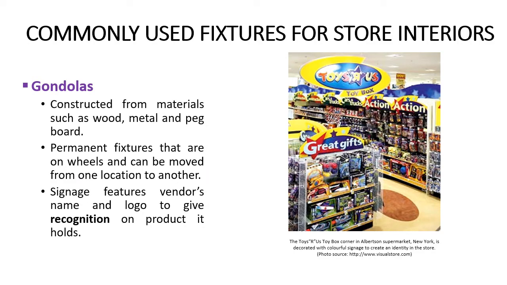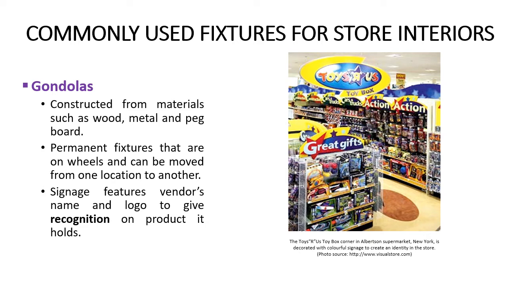Gondolas are commonly used fixtures for store interiors. Gondolas are permanent fixtures that are on wheels and can be moved from one location to another. They are used to house many different items such as computers, toys, food and greeting cards. They are equipped with signage that features the vendor's name and logo to give recognition to the product it holds. They are usually constructed of materials such as wood, metal and pegboard.